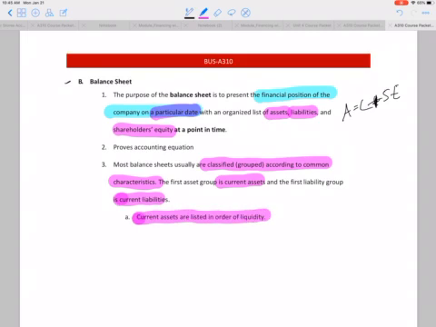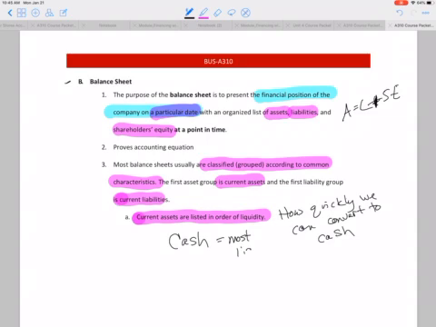Current assets are listed in order of liquidity. And remember that liquidity means how quickly we can convert them to cash or use them up. So for example, under current assets, we would see, of course, cash listed first because it's the most liquid. And then below that, we might see some short-term marketable securities. And again, the things that are most liquid would be listed first.